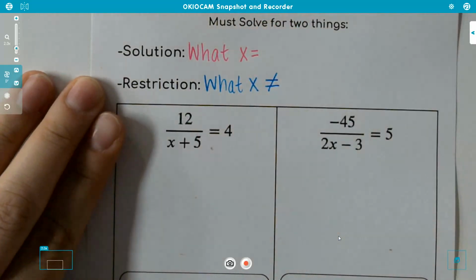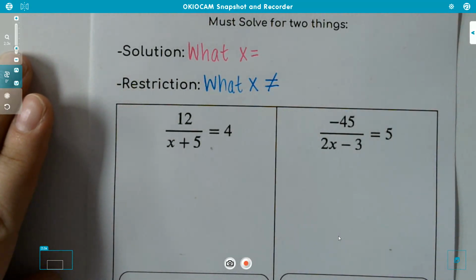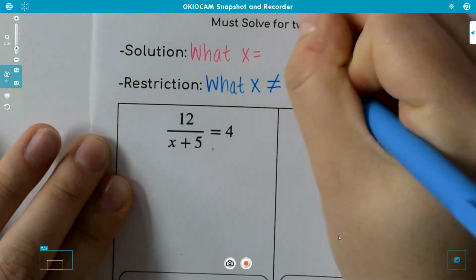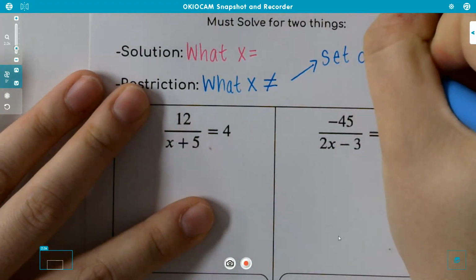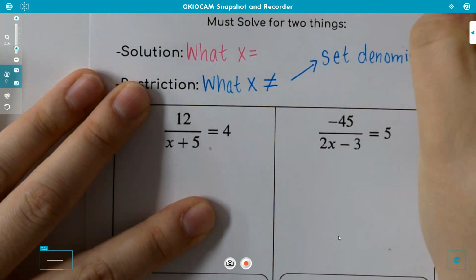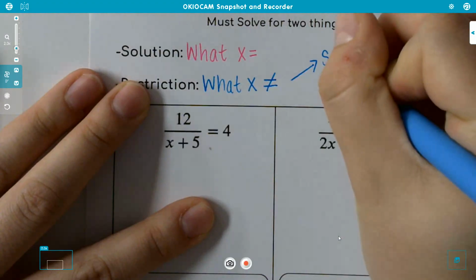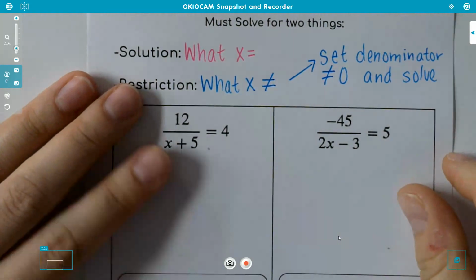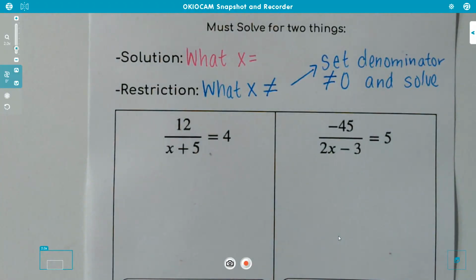cannot equal. So I'm writing an equal sign with a slash through it. So we solve for what x does equal, and then we also need to solve for what x cannot equal. How we are going to do that is we are going to set the denominator not equal to 0 and solve. So you're going to set the denominator of your fraction not equal to 0, and then you will solve that.